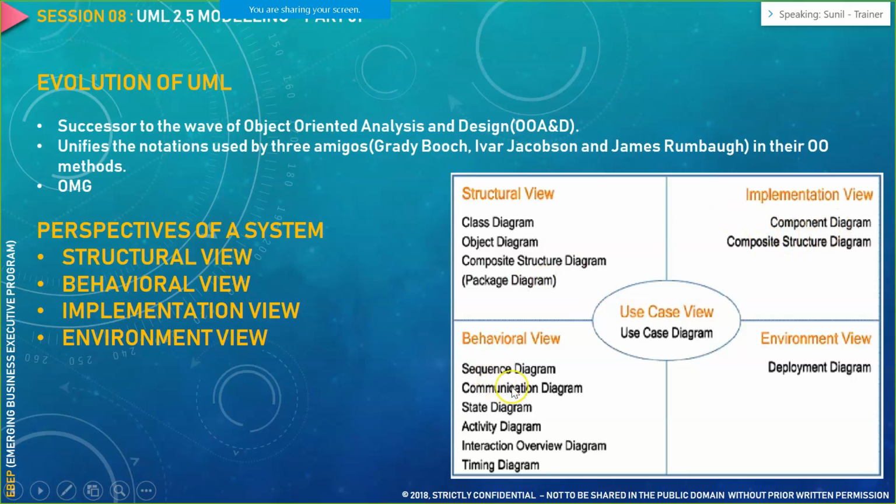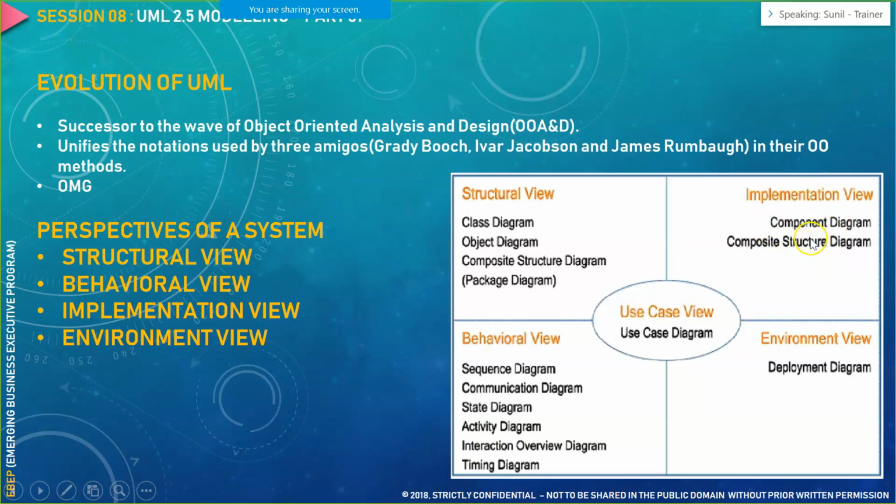Then we would have your behavioral diagram. Behavioral diagram, as in, if there are a set of processes that are happening, like we saw in our HRMS example, there was a sequence associated with those particular steps. So those can be represented in terms of a sequence diagram. Now, a communication diagram is something like, if your system is interacting with any third party system, how the communication would be happening. So that behavior we can model using the behavioral view. Similarly, state diagram, activity diagram, interaction diagram, and timing diagram.